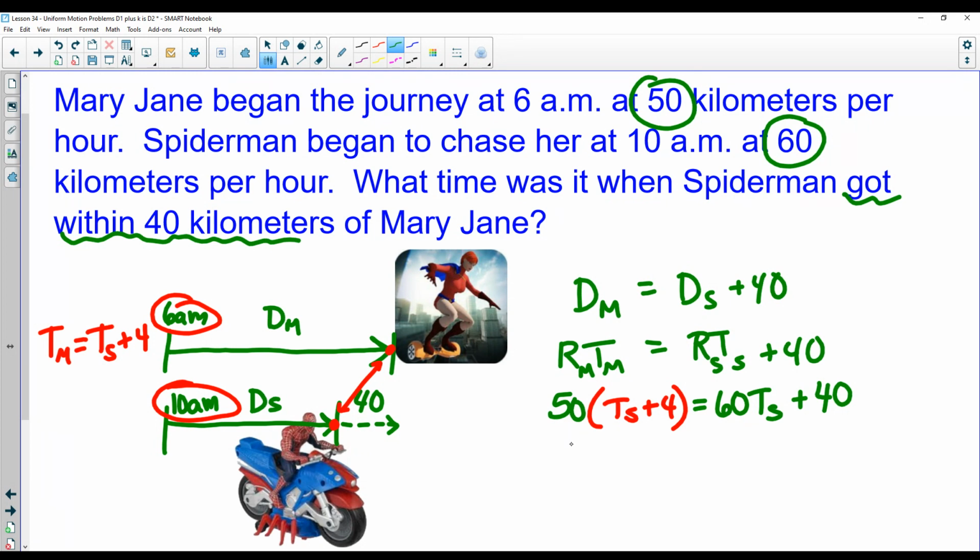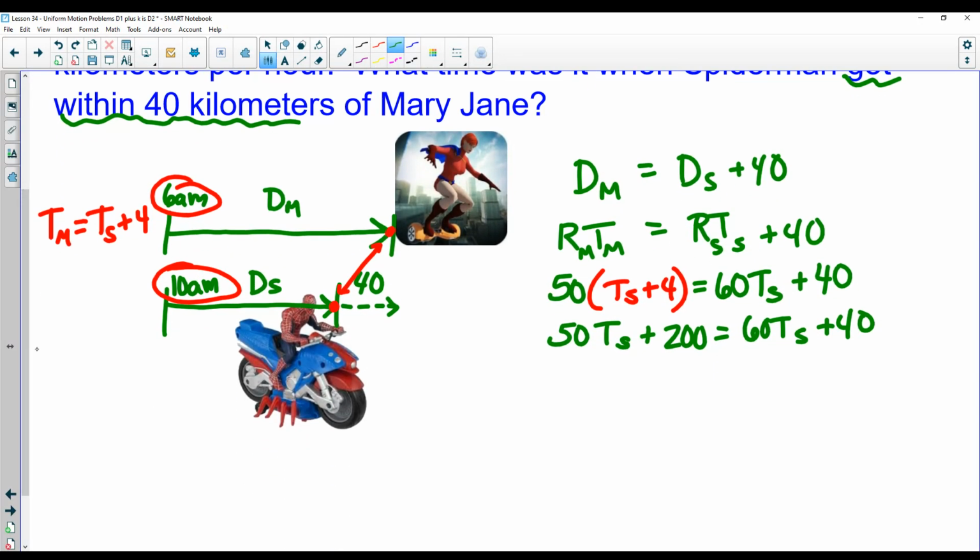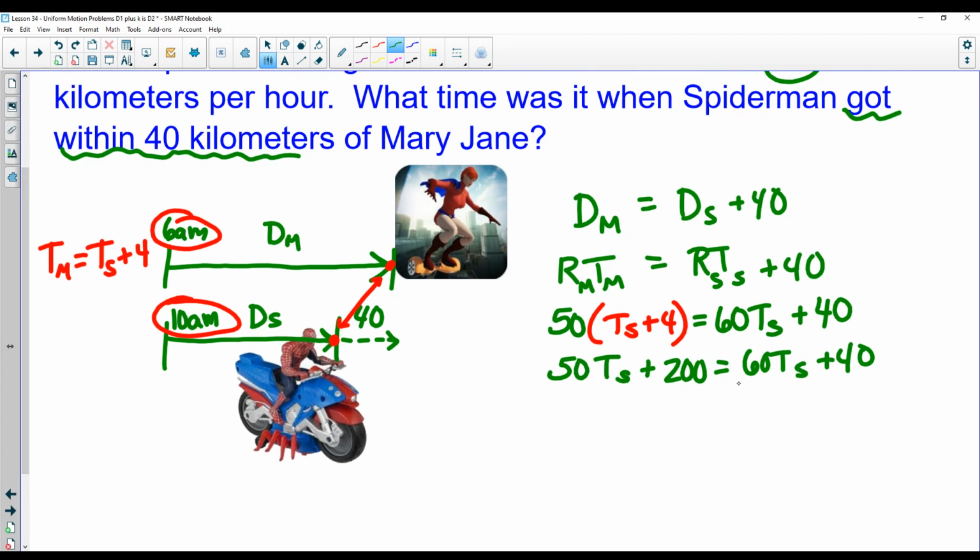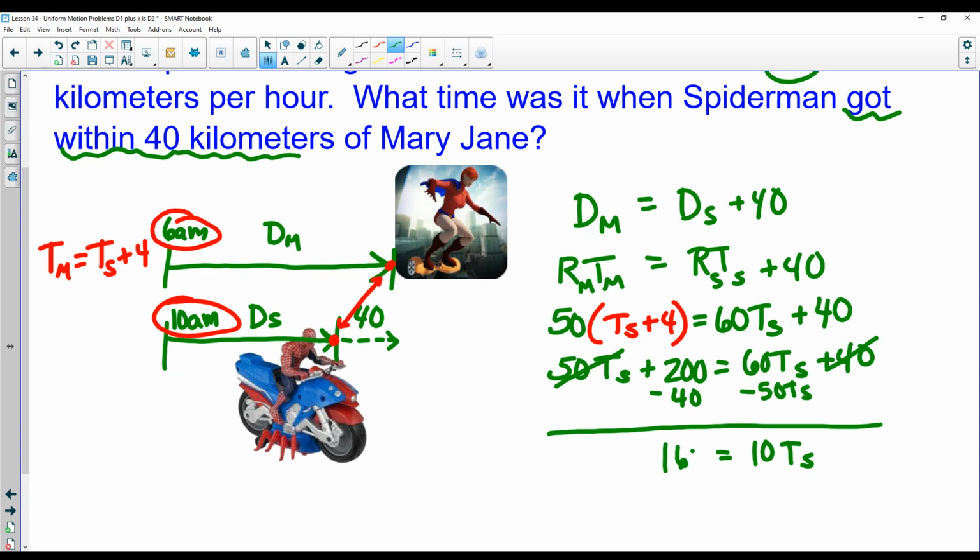All right, looks like we have to distribute here, so let's do some algebra. We have 50 TS plus 50 times 4, 200, copy down the right side. All right, looks like we should put our T's on the right. So we're going to move the 50 TS from the left to the right, giving us 10 TS, and we're going to move our constant from the right to the left. So I'm changing sides, changing signs. 160. All right, what would I multiply 10 by to get 160? 16. All right, so our time units are in hours.